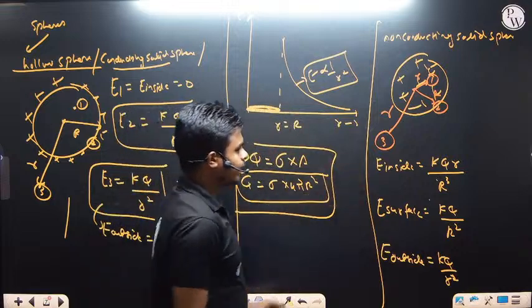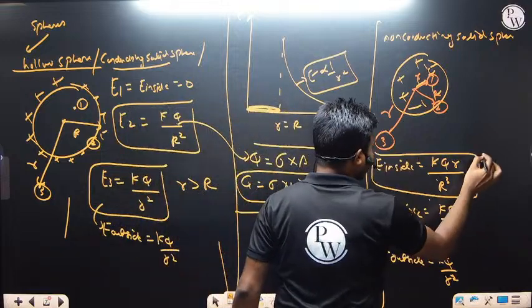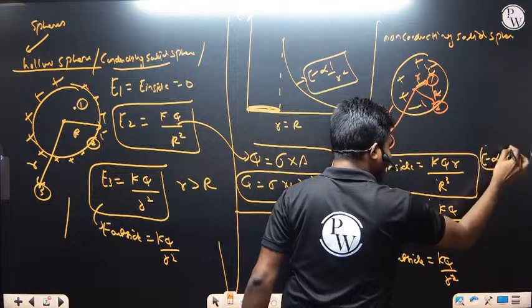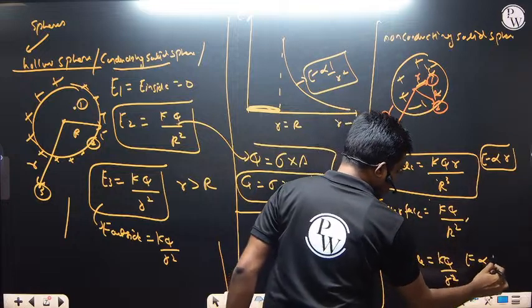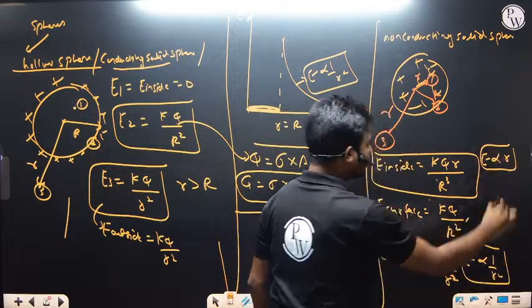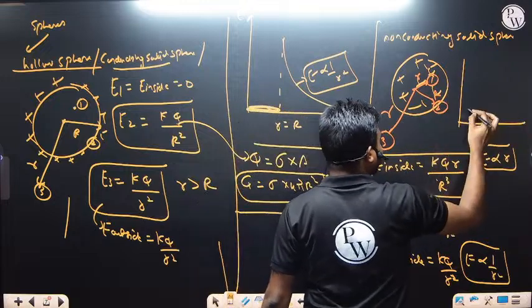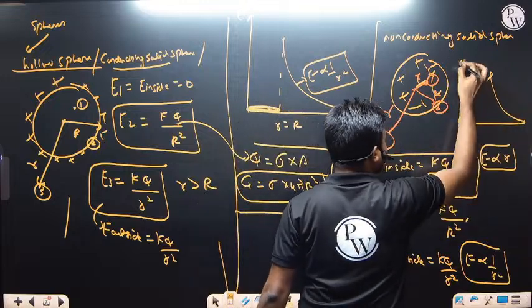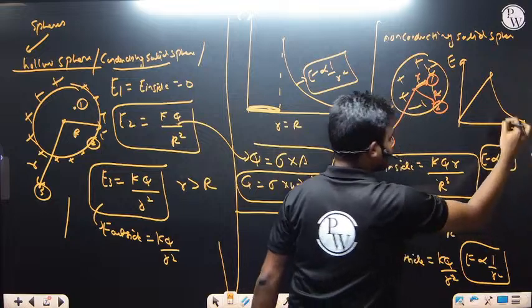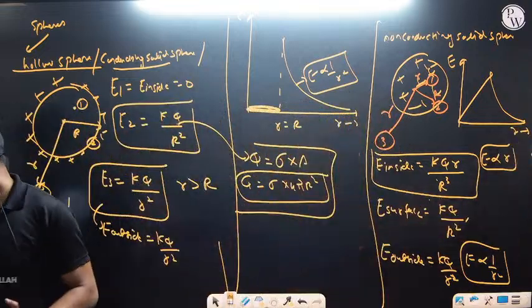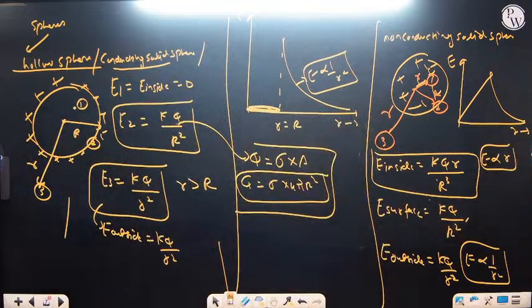So the electric field is proportional to r inside, and it is inversely proportional to r square outside. If you talk about the graph, it will be like this, with E on this side and small r on this side. Okay, so these are the electric field expressions as we have in the case of electric field calculation.